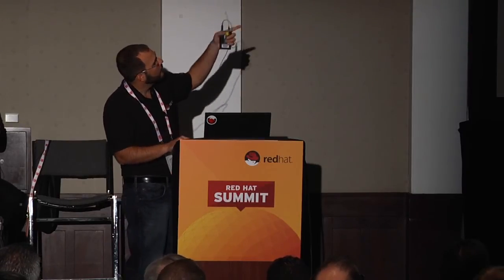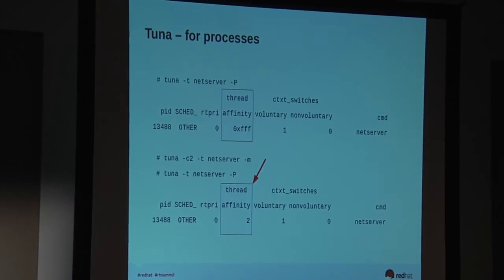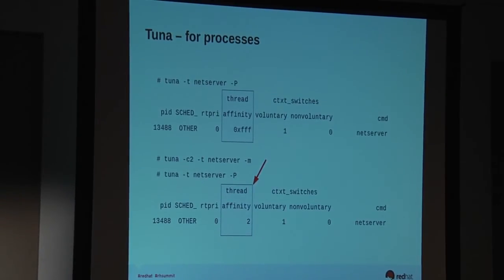Here's a slide of the command line stuff that you can do with Tuna. I've just highlighted some of the interesting stuff on this graph here. The thread affinity by default is FFF, which means all CPUs. So whatever you've got, it's potentially going to run there, based on what Larry was talking about earlier, where the scheduler might decide to balance load and move you around.